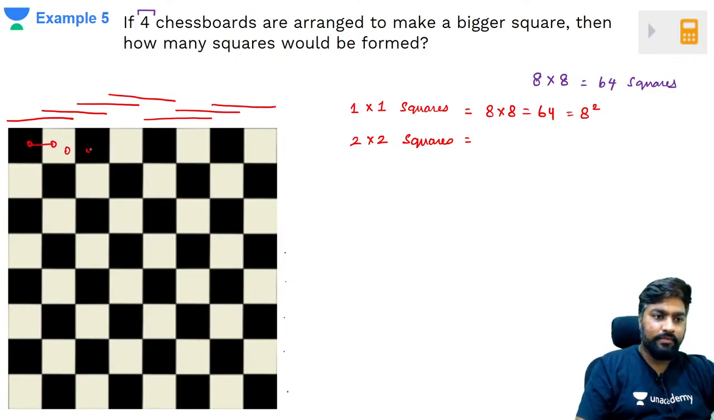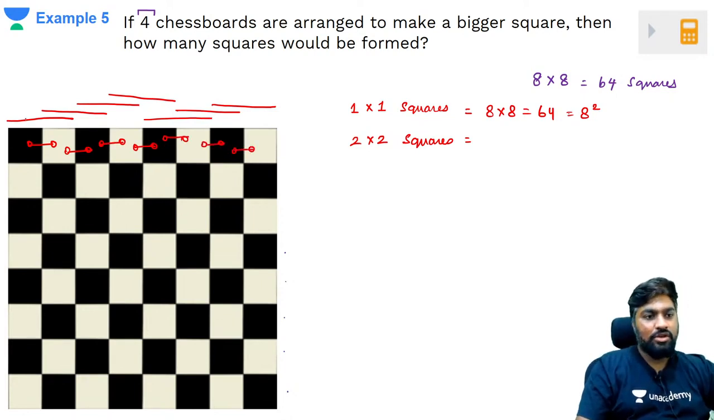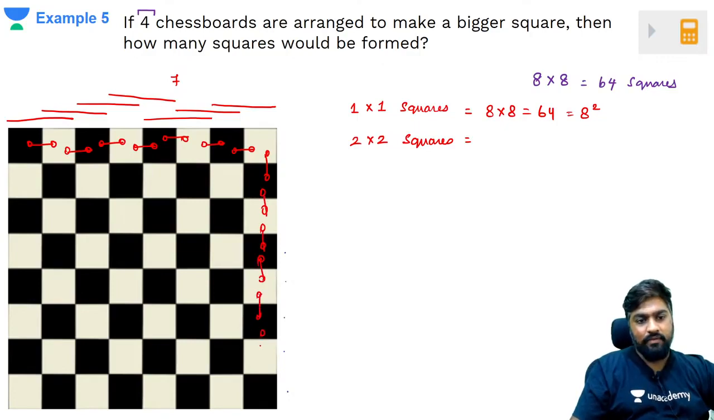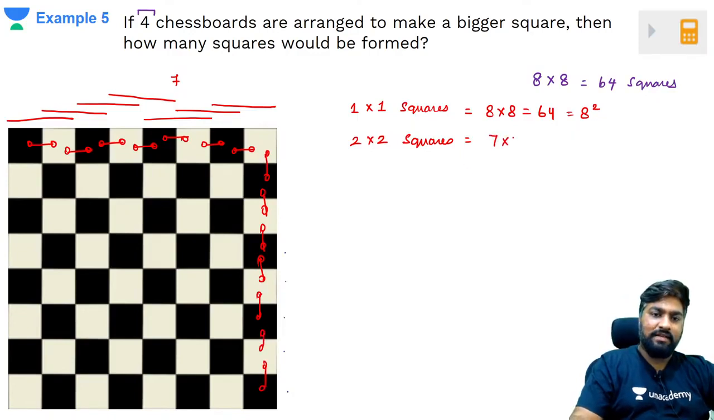1, 2, 3, 4, 5, 6, 7. Yes. So 7 such groups can be formed here. And what about on the vertical side? Same, 7 such groups. Correct? 1, 2, 3, 4, 5, 6, 7. So there's 7 cross 7 on each. That gives us what? 49. That's nothing but 7 square.